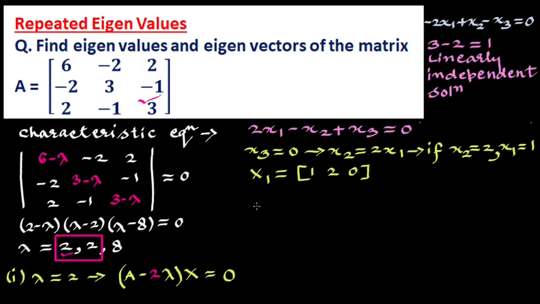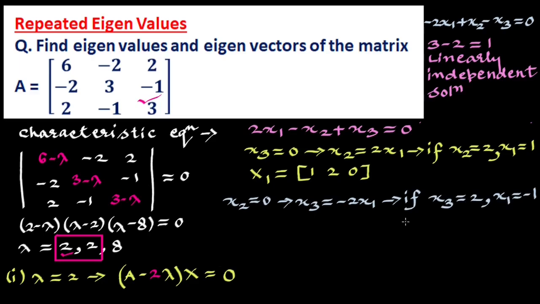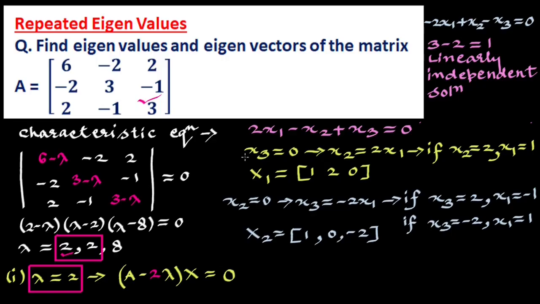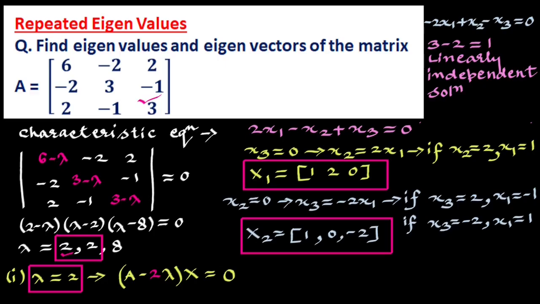We have another option. If x2 is 0, x3 will be minus 2x1, and if x3 is 2, x1 will be minus 1. Or if x3 is minus 2, x1 will be 1. So the second eigenvector will be 1, 0, minus 2. So corresponding to repeated eigenvalue 2, we get two linearly independent eigenvectors x1 and x2. Next we will find the eigenvector corresponding to the eigenvalue lambda equals 8.